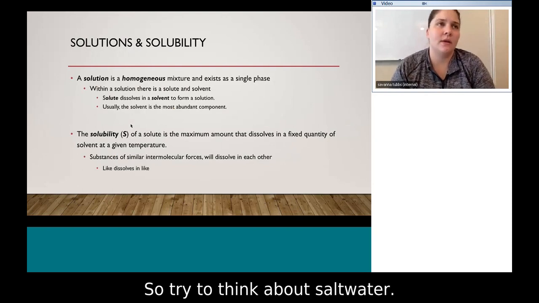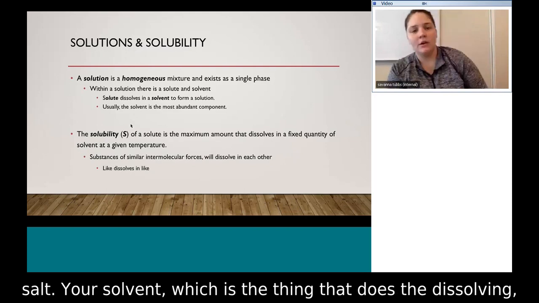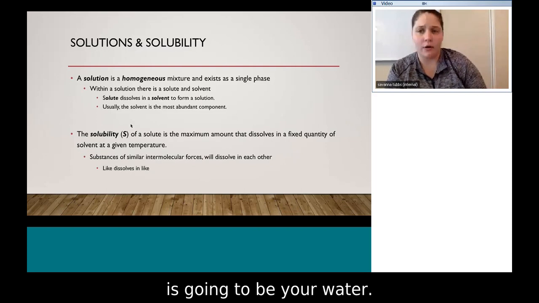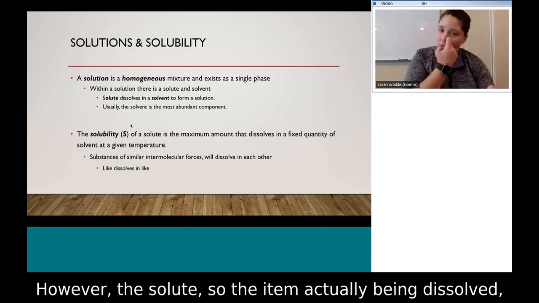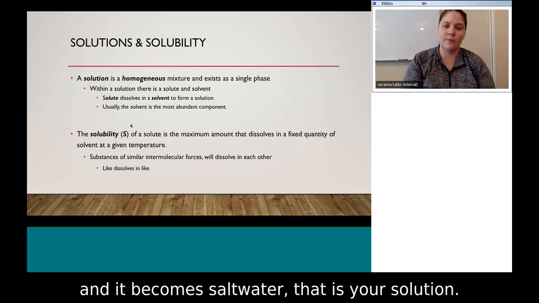So try to think about salt water. I have a glass of water and I have some normal table salt. Your solvent, which is the thing that does the dissolving, is going to be your water. However, the solute, the item actually being dissolved, is your salt. When you mix those two together and it becomes salt water, that is your solution.